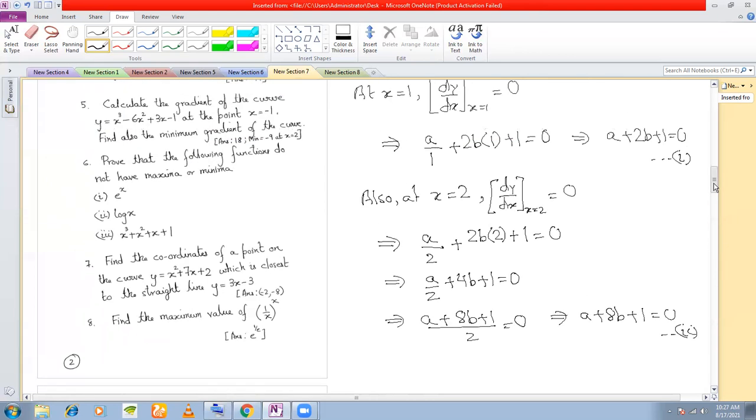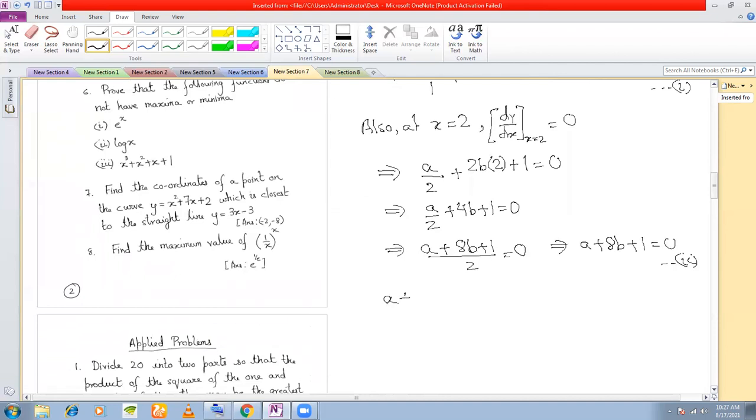Now we are going to solve equation numbers 1 and 2. How do you solve? You subtract. This is the first equation, a plus 2b plus 1 is equal to 0. Second equation is a plus 8b plus 2 is equal to 0. Subtract these two equations. So you get 2 minus 8 is minus 6b, and sorry, this is not 1, it's 2. Okay, so this subtract, you get this as 0. So you get b is equal to minus 1 by 6.